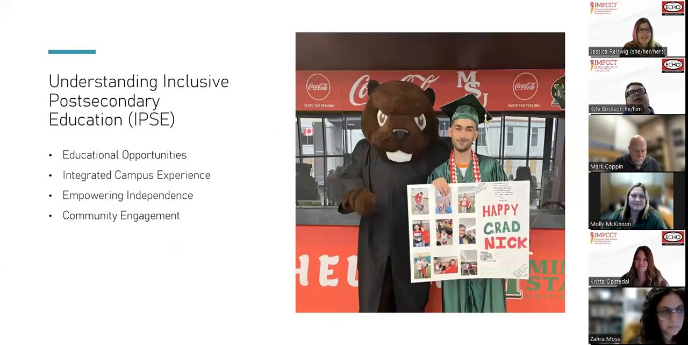So inclusive post-secondary education, which is often called by its acronym IPSE and is also often referred to as inclusive higher education, is college for individuals with intellectual disabilities. IPSE programs provide students equal access to academic classes, employment opportunities, on campus or off campus, social events, athletics, the offices on campus, dorms, residence life, dining halls, the cafeteria, and even Greek life.